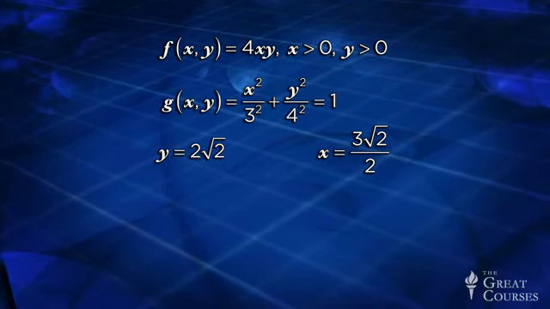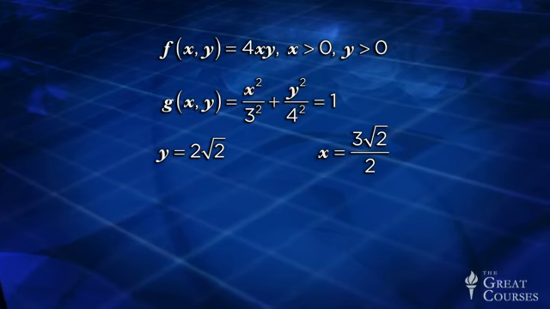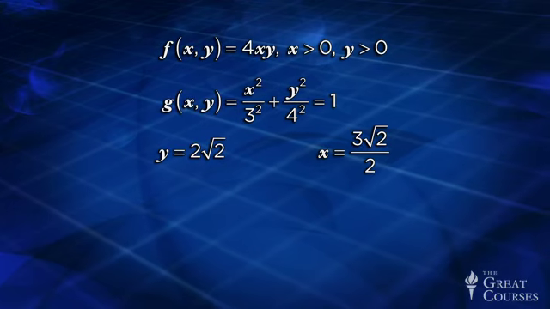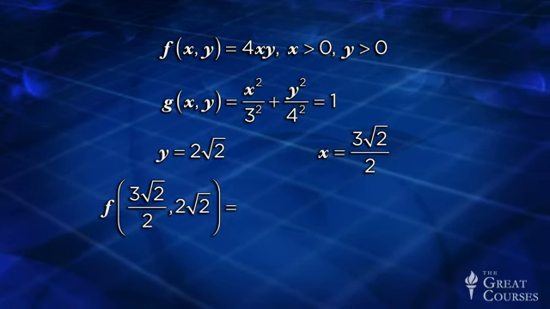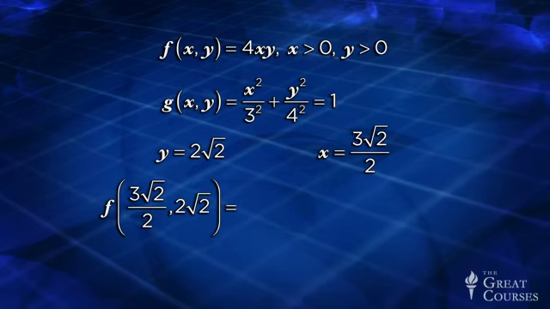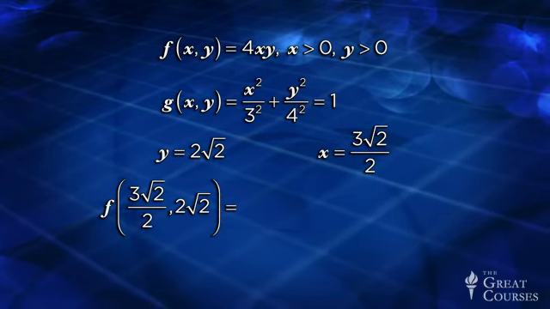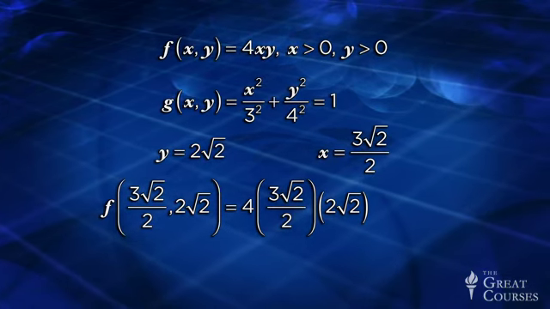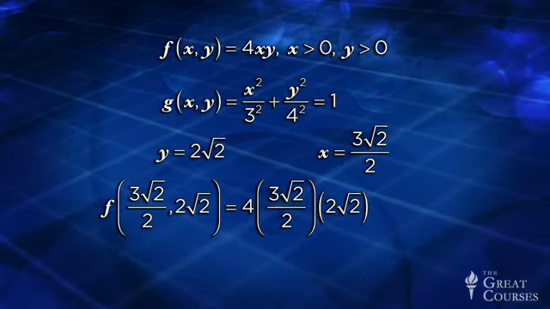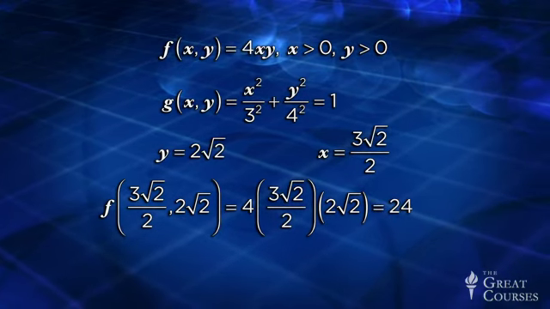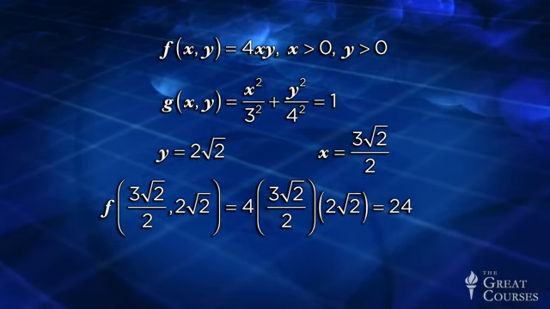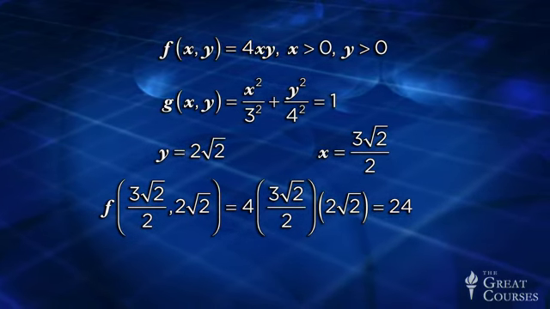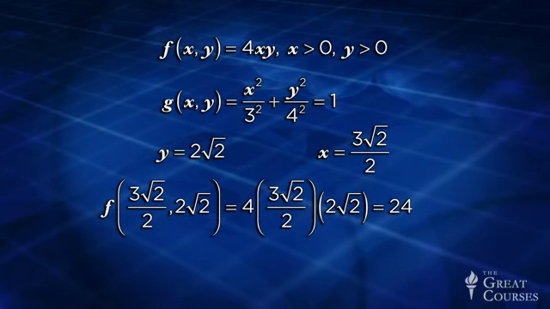What was that area? Well, it was 4xy, wasn't it? F of xy was 4xy. That was the area function. So we have to evaluate f of the xy pair. X is 3 square roots of 2 over 2. Y is 2 square roots of 2. So we get 4 times 3 root 2 over 2 times 2 root 2. Simplify and it comes out 24. So that's the maximum area of a rectangle inscribed in the ellipse. And the rectangle has area 24.